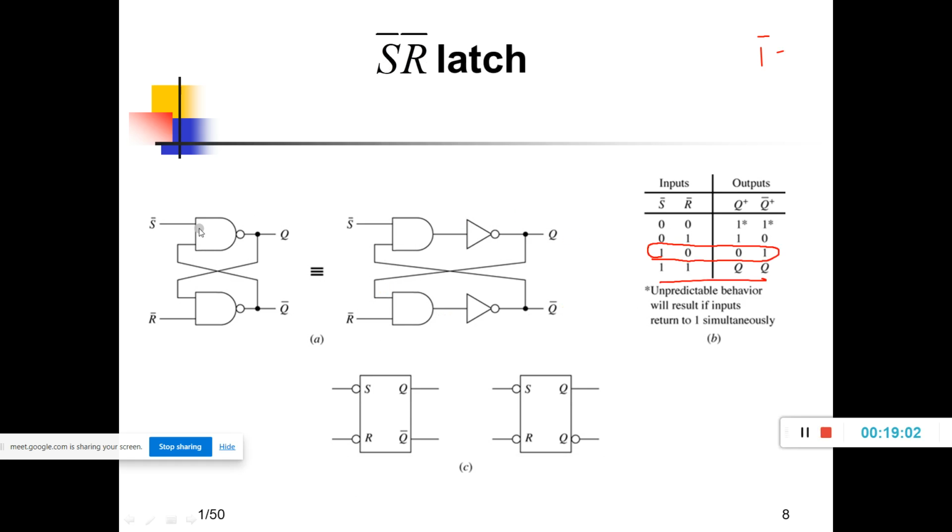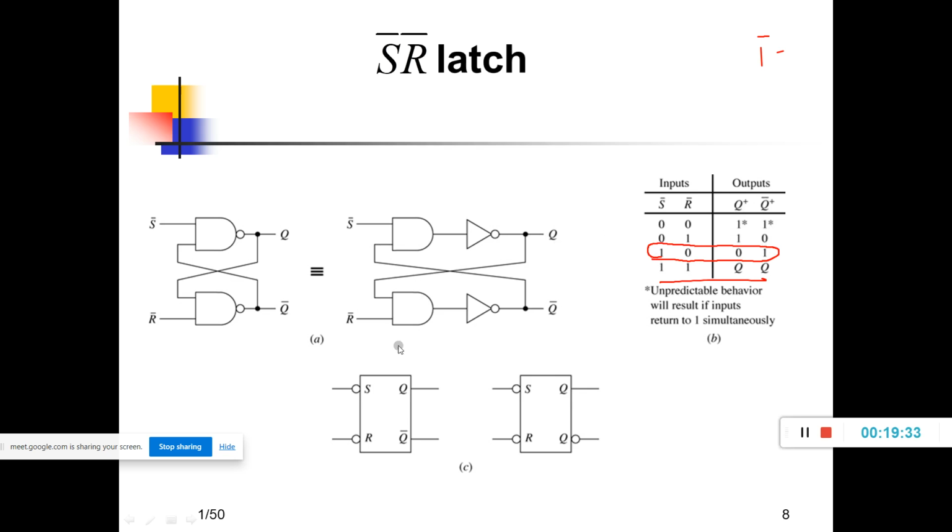The S bar R bar latch consists of two NAND gates. Whenever S bar R bar is at 1, it will retain the present state Q plus. Whenever S bar is 1, R bar is 0, it will be in the reset state. Reset state means Q is 0, Q bar is 1. Next, whenever S bar is 0, R bar is 1, Q will be 1 and Q bar will be 0. That is Q plus and Q plus bar will be 1 and 0.